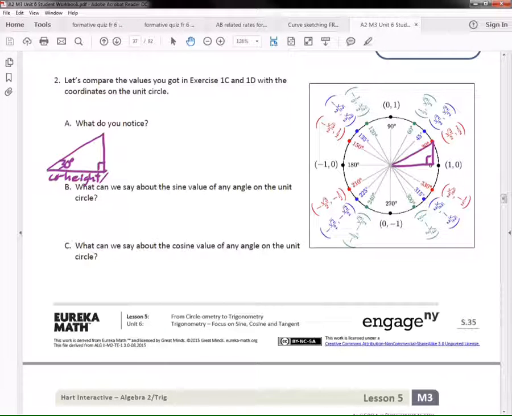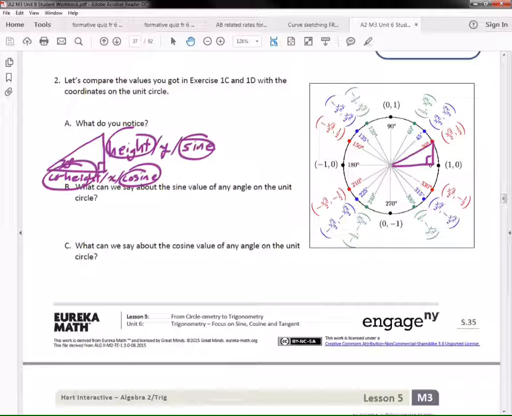Co-height is also known as the x. X is also known as cosine. Okay, check this out. This one right here is height, which is also known as the y, which is also known as the sine. They're all related, people. You get it? Height, co-height, sine, cosine. So I just answered both of these questions right here.